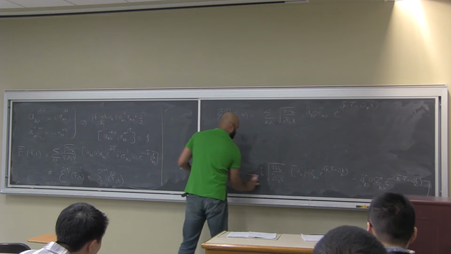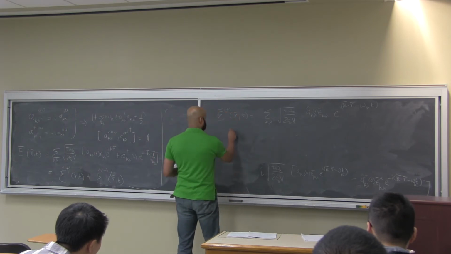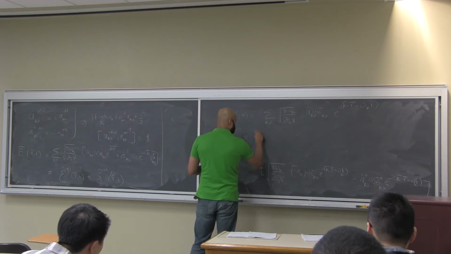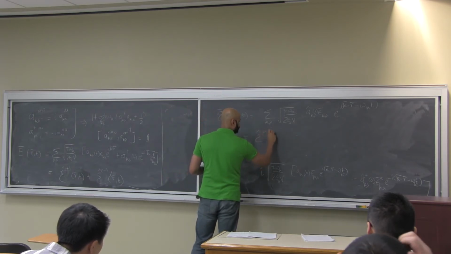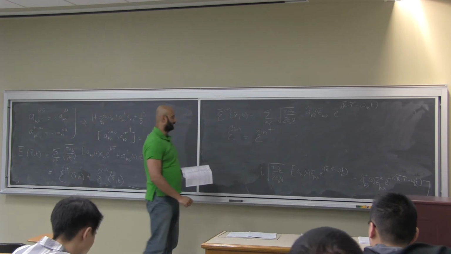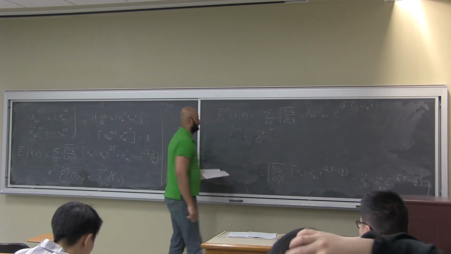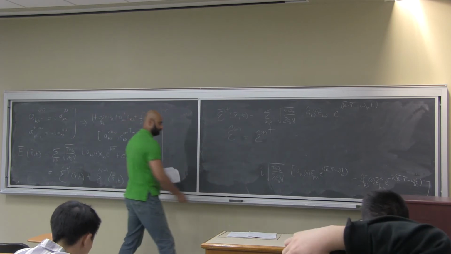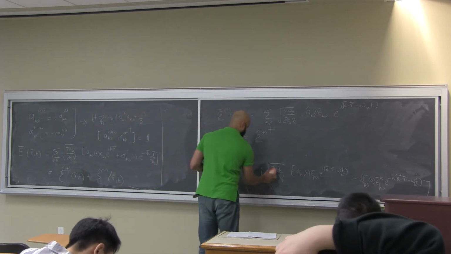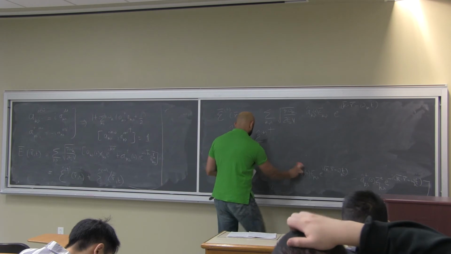And you can easily see that E minus is simply E plus dagger. Okay. So again, the notation gets a little confusing because there's this plus sign, and then there's a dagger, which is the Hermitian conjugate operator. Okay.